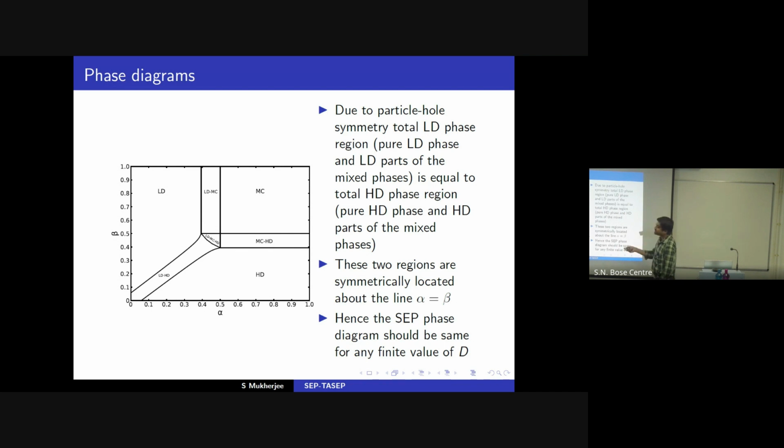So as we already mentioned, there is a correspondence between the passive phase diagram and the shape phase diagram. You can expect, due to this symmetry and the correspondence between the passive phase diagram and the shape phase diagram, that the shape phase diagram remains the same for any finite value of D.